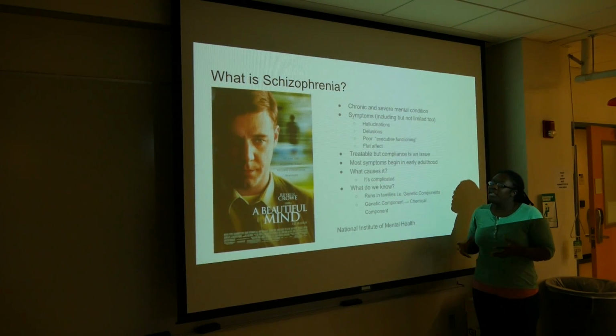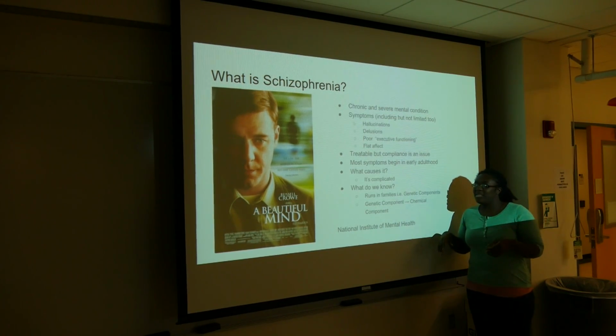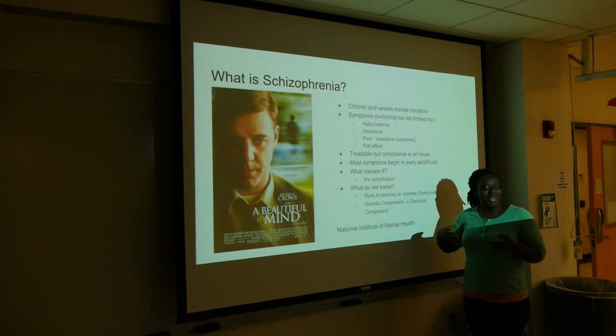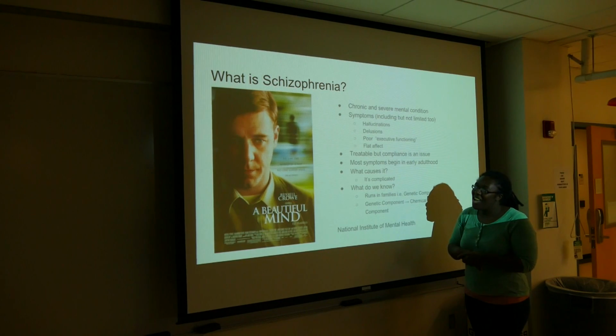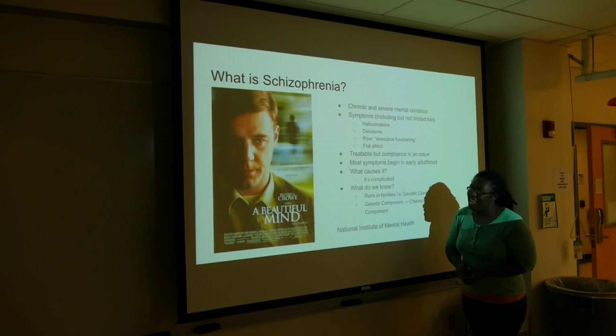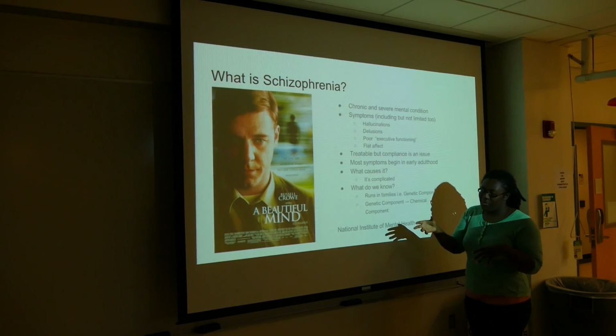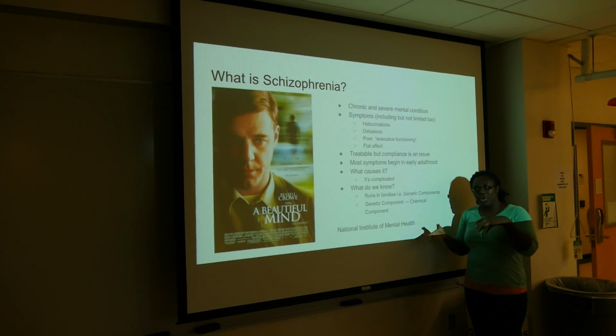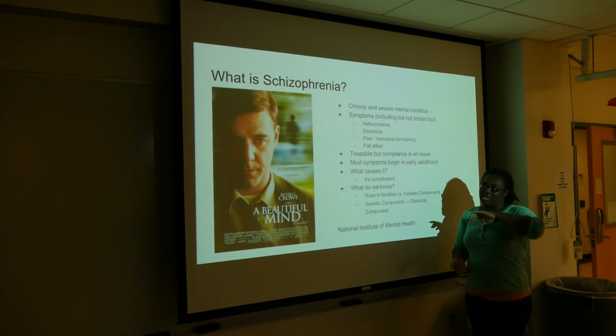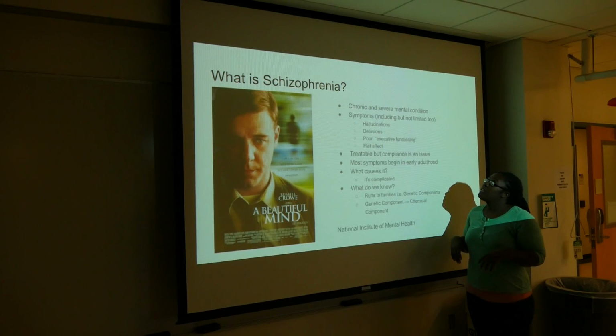So schizophrenia, just to give a quick rundown, the most overused example on the planet is Dr. Nash. He was a paranoid schizophrenic. It looks at A Beautiful Mind and how he perceived the world as a schizophrenic versus someone who does not have it. Schizophrenia is chronic and severe.